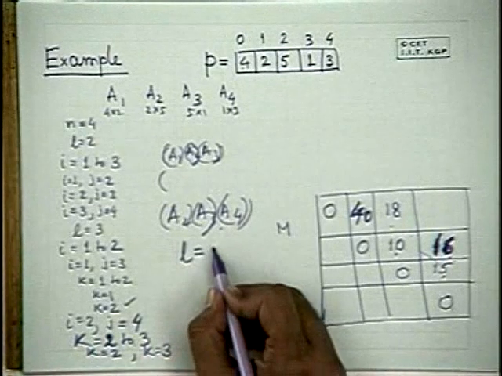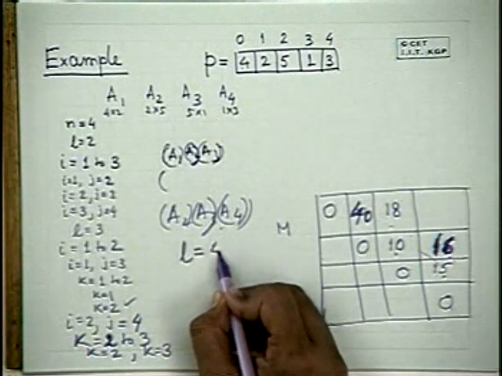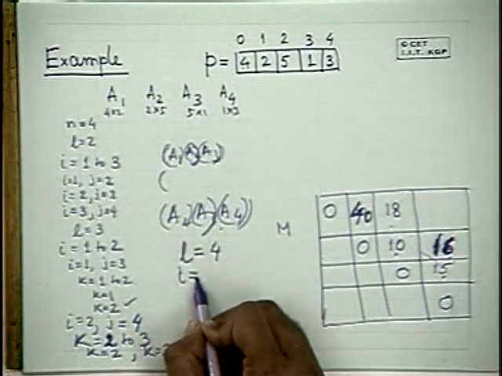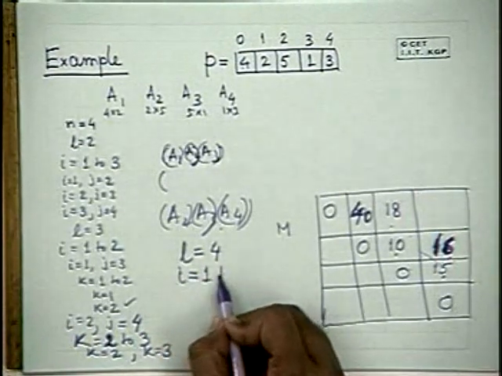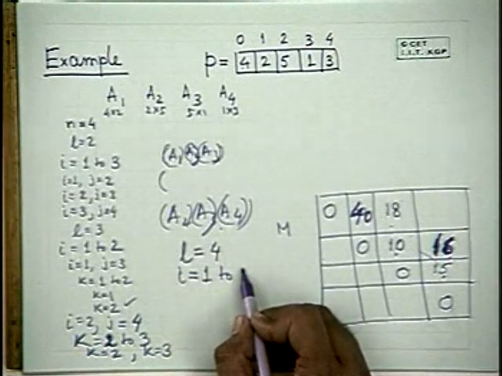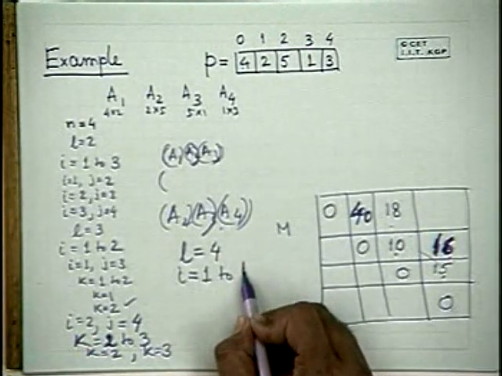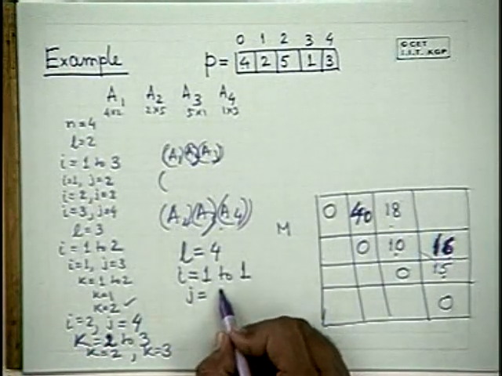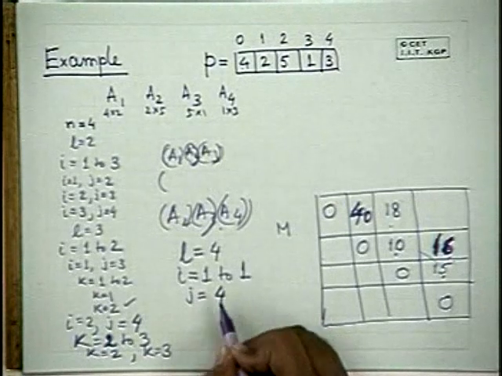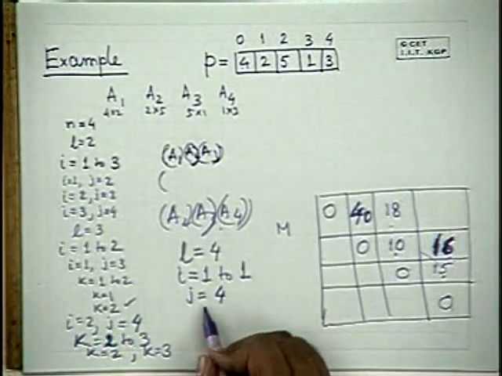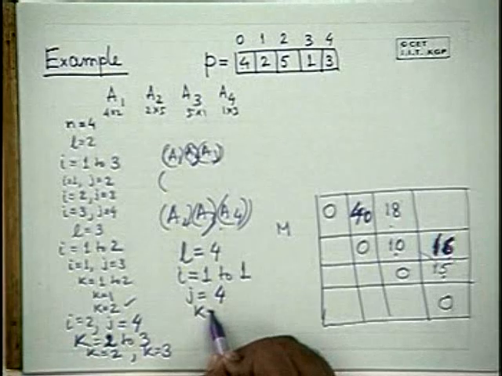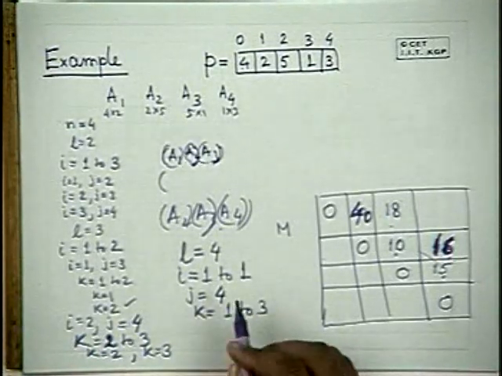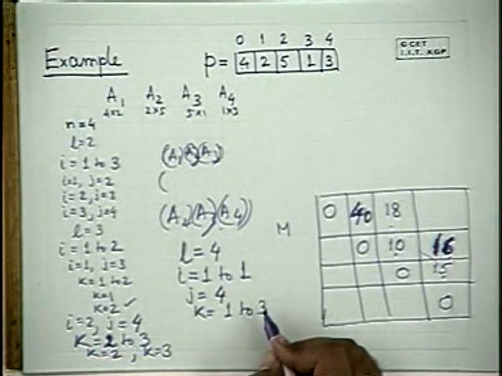So we are done with, so L is equal to now should be 4. When L is equal to 4, I is going from 1 to 1. So I is equal to 1 to 1. J is equal to 4. So J is equal to 4 and K is moving from I to J minus 1, 1 to 3. So K is equal to 1 to 3.